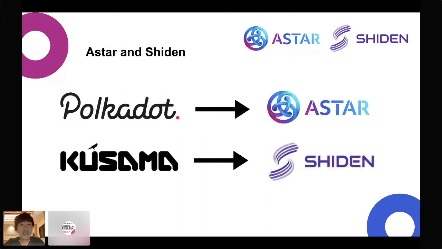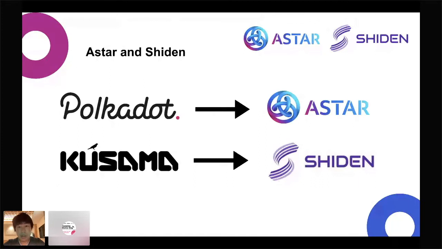So what's the difference between Astar and Shiden? Many people are confused about the relationship between Polkadot and Kusama. Kusama is an experimental network, but this is not a testnet. This is the mainnet, but 10 times smaller than Polkadot. And we have two networks, Shiden and Astar. Shiden is a network for Kusama and 10 times smaller than Astar. Astar is for Polkadot parachain.